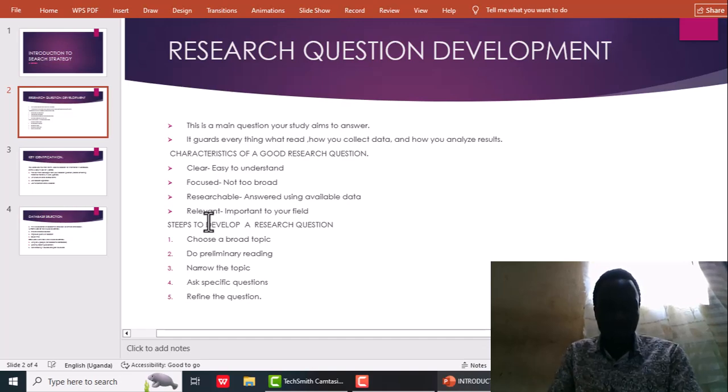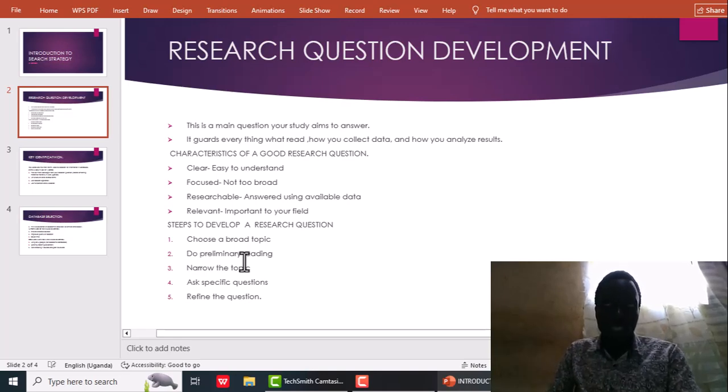Next, the steps to develop a research question. What are those steps you can use to develop a research question? One, choose a broader topic. When you want to research something, you should choose a broader topic. For example, I can choose to look at environmental pollution in Uganda. But when I begin with Uganda, I must first look at it broadly. How is it in South Africa? How is it in the United States? How is it in England? How is it in India? All that I must consider.